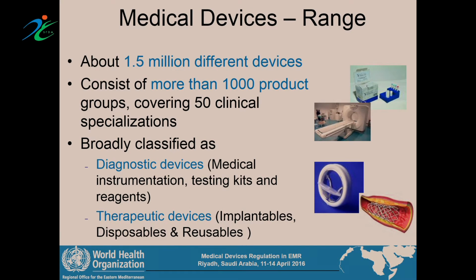And so therefore we have many product types, and there are over 1,000 product groups, which cover maybe 50 clinical specialties. But it's broadly classified into something to diagnose with and something to treat with. So it's diagnostic and therapeutic devices. This is a broad classification of what we're talking about. And those are some examples: diagnostic like CT, MRI, X-rays, and so on, and therapeutic like implantables used in operation theaters, and many of the devices that you see hovering around.